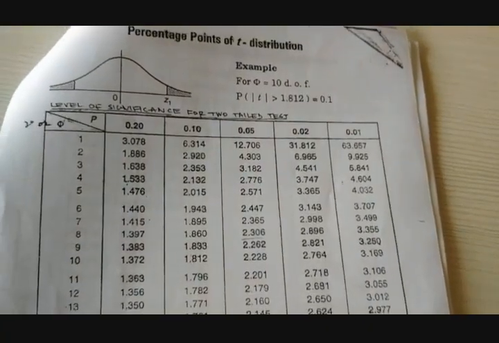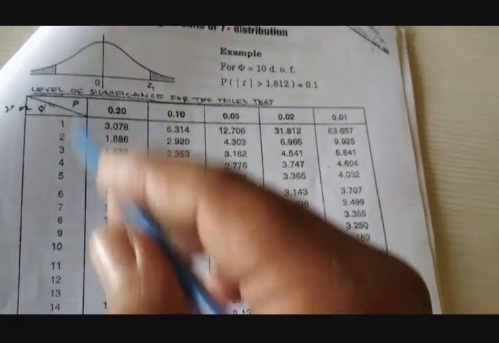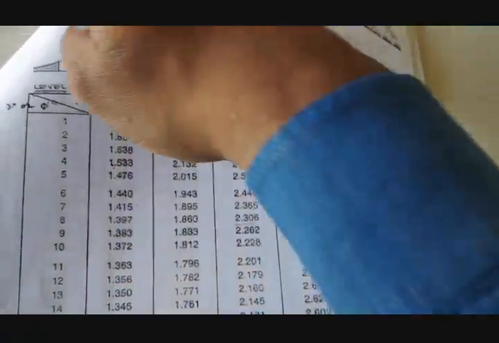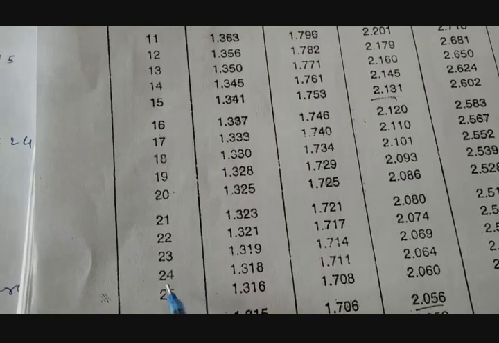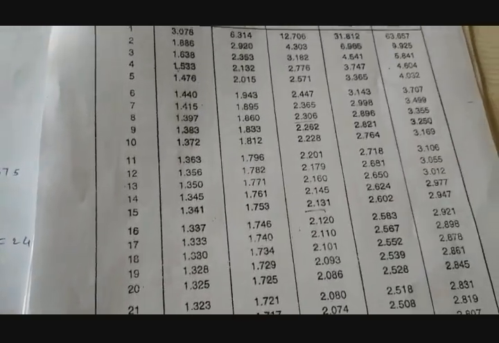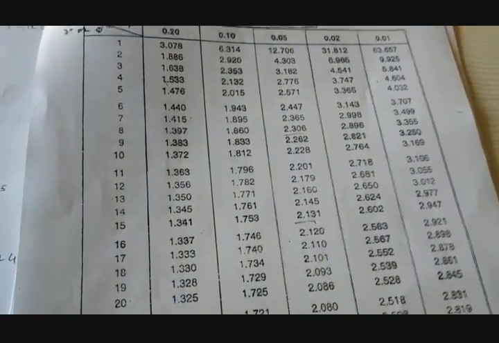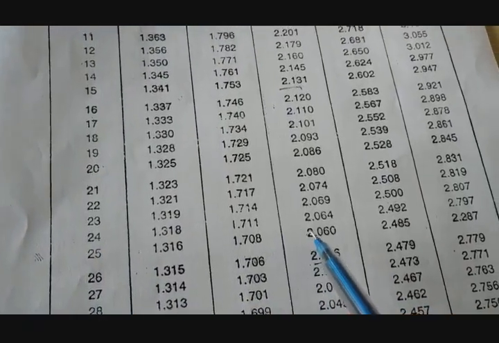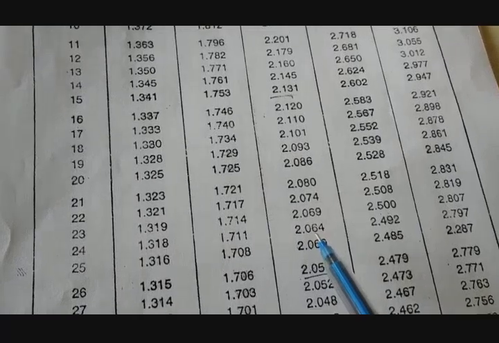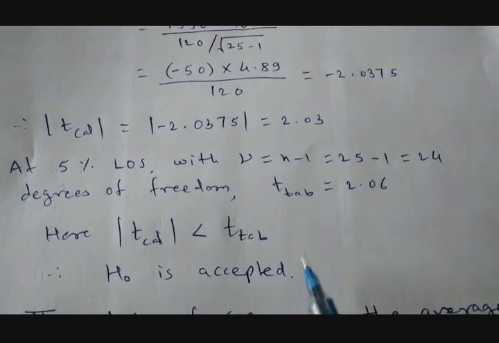So this is the table we have already given with our workbook or question bank. First column is degrees of freedom. Now in this example we have to check tabular value at 24 degrees of freedom. So 24 degrees of freedom means here, and 5% level of significance means this. So 24 degrees of freedom with 5% level of significance is 2.06. This is the value. So here t tabulated is 2.06.